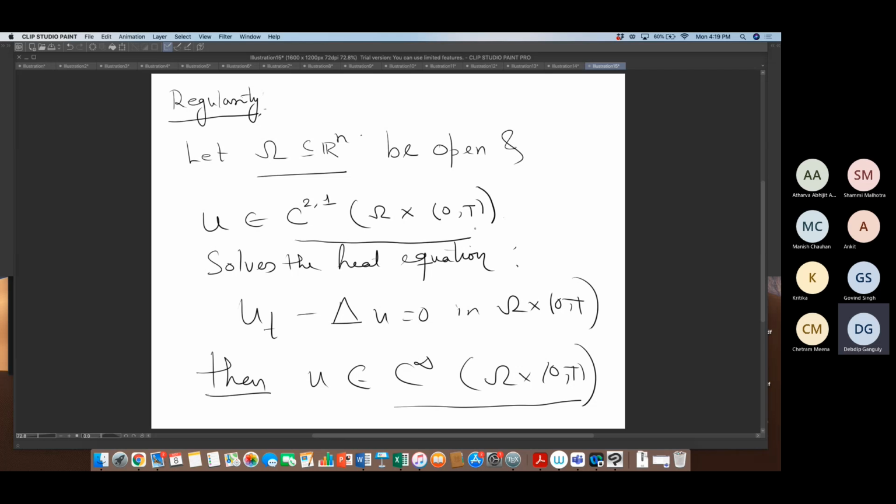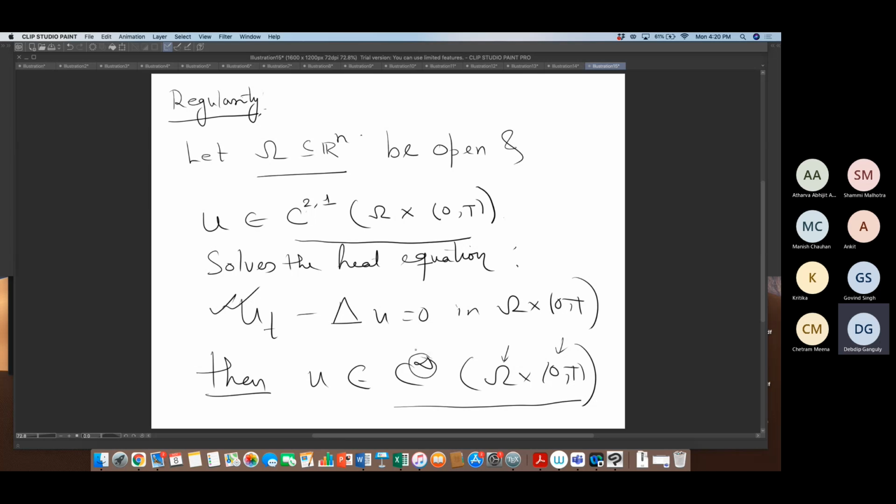Because it is only given that u is continuous, C2 in the x variable, and C1 in the t variable, and it satisfies this equation, but you can show that u is actually C infinity. That means u is smooth in omega in the x variable as well as in the time variable, even though the given degree of smoothness is only C2.